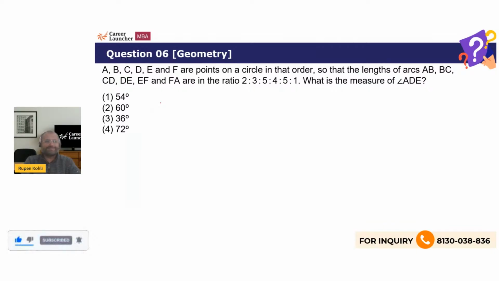Geometry. Okay. So, very interesting question. Let's see. This question is talking of A, B, C, D, E, F are points on a circle. So let's first of all draw the figure, right? Unless you have the sketch, you can't do anything. So let's first of all sketch a circle.